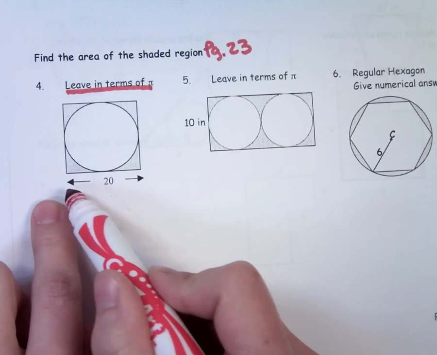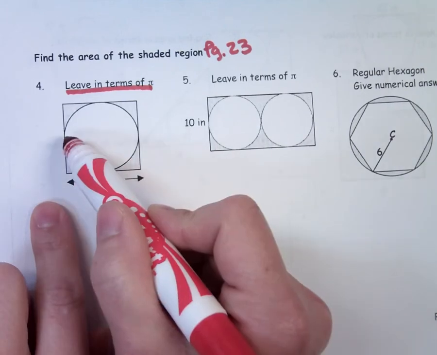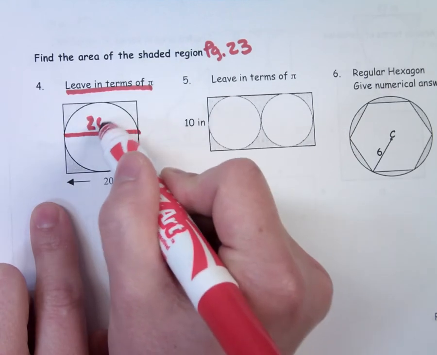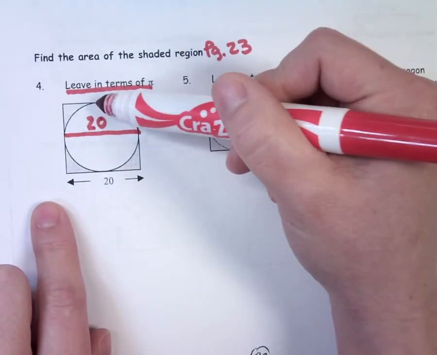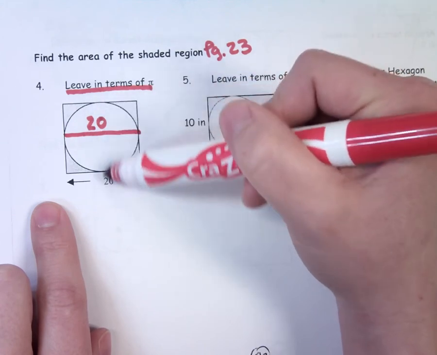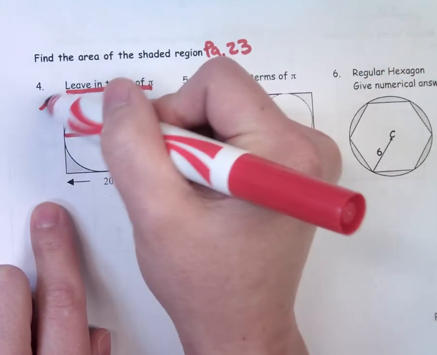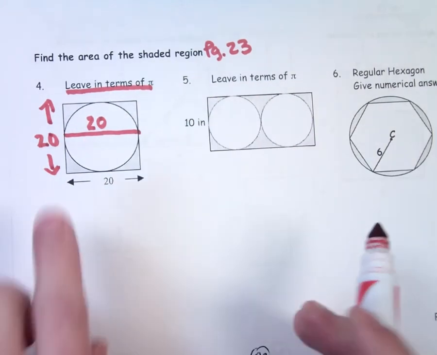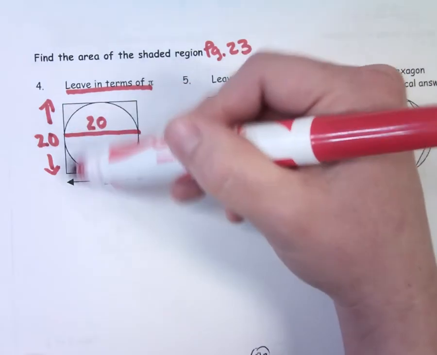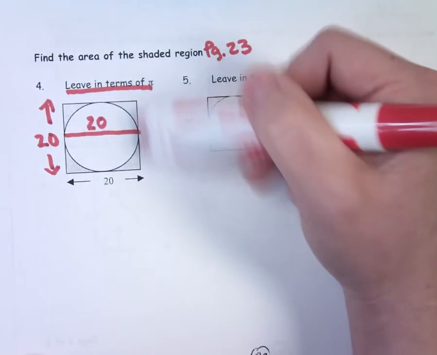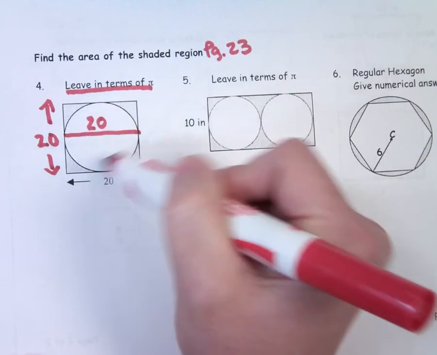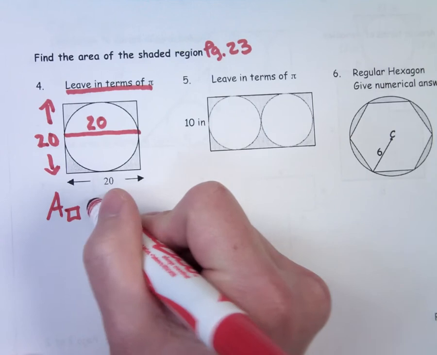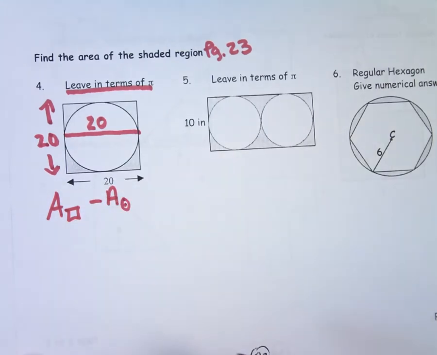Okay, well I know that this 20 is all the way across, which means that it is the diameter of the circle. So the diameter of the circle is 20, which means this diameter of the circle would also be 20. So from here down to here is also a 20. And I'm going to write my game plan down. So I'm going to find the area of the entire square, which is too much area, find the area of the circle, and subtract. So area of square minus area of circle.